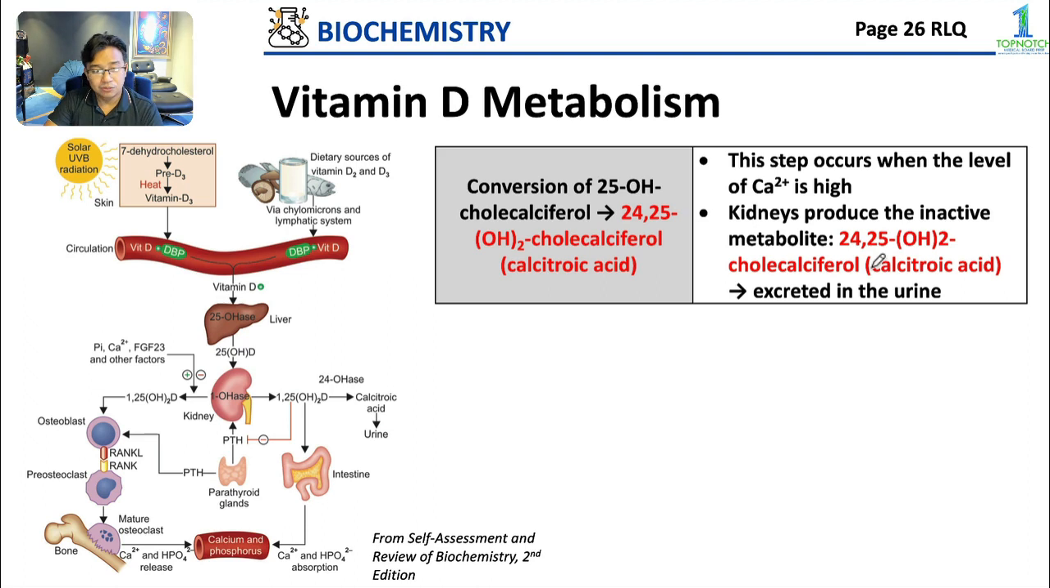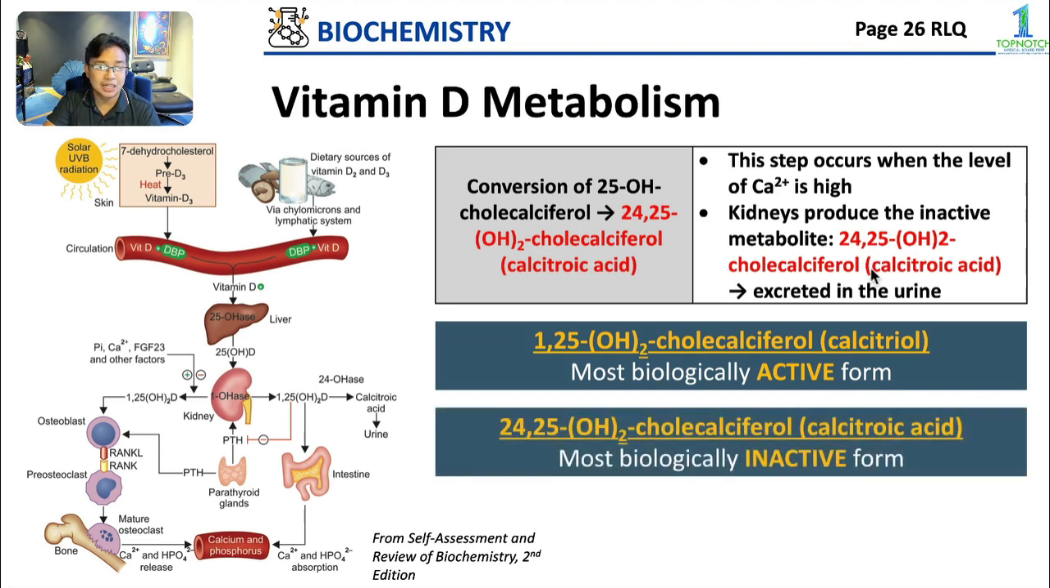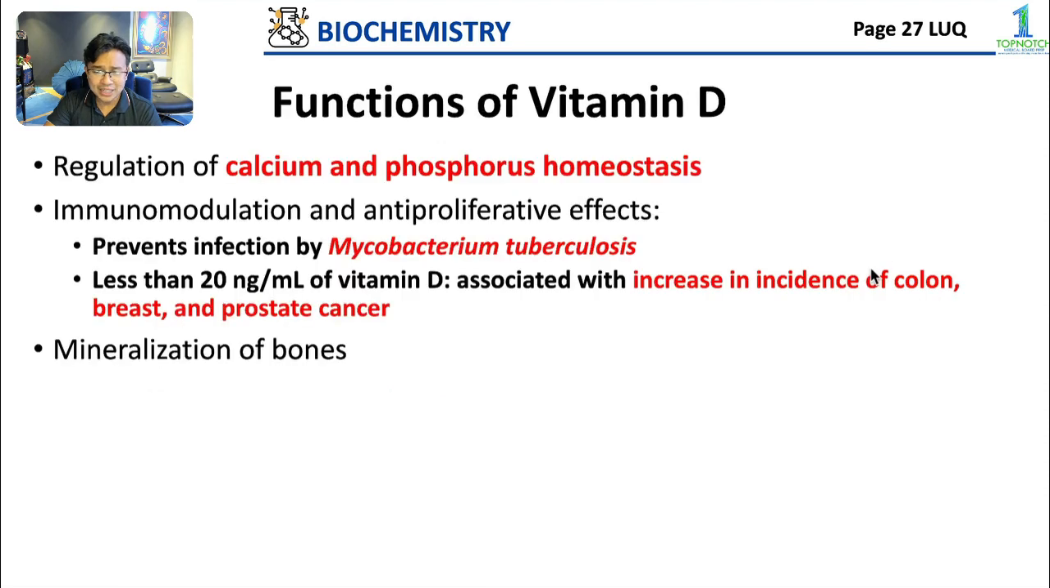active. For your review guys, the most active form is your calcitriol. The most inactive is your calcitroic acid. But the most abundant is your 25-hydroxycholecalciferol. Vitamin D is mainly for calcium and phosphorus homeostasis and has immunomodulatory effects, and is responsible for bone mineralization.